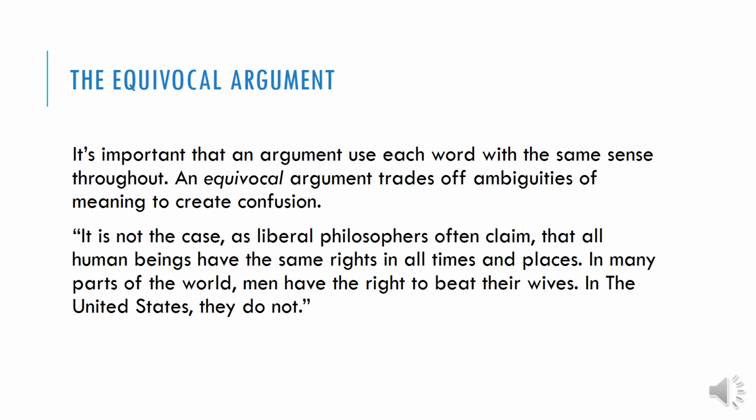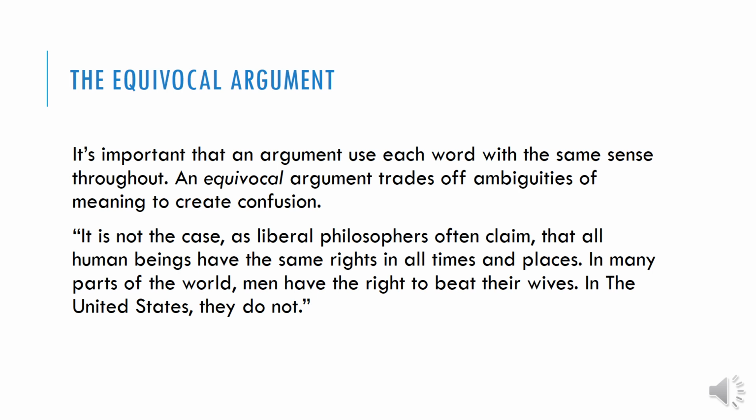The next type of fallacy is the equivocal argument, or the equivocal fallacy. This is used when we take the same sense of the word and manipulate it to seem as though it's different. Look at the argument below. It is not the case, as liberal philosophers often claim, that all human beings have the same rights in all places and times. In many parts of the world, men have the right to beat their wives. In the United States, they do not. Now, the problem with this argument is that there are two instances in which we use the word right. In the first sentence, we're saying that all human beings have the same moral rights in all times and places. While in the second sentence, we're saying that men have the legal right to beat their wives.